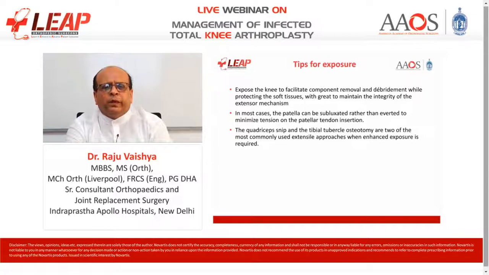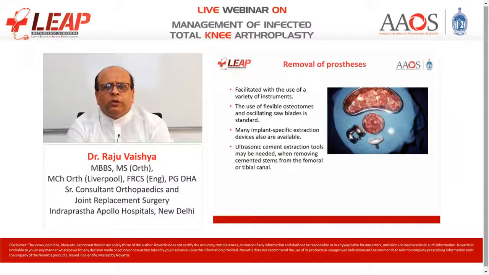In most cases, the patella can be subluxated rather than everted to minimize the tension on the patellar tendon. So we must try to prevent patellar tendon avulsion by subluxating rather than everting the patella. The quadriceps snip and tibial tubercle osteotomy are another two tricks that can be used in difficult cases to give you an extensile approach where more dissection and more exposure is required.